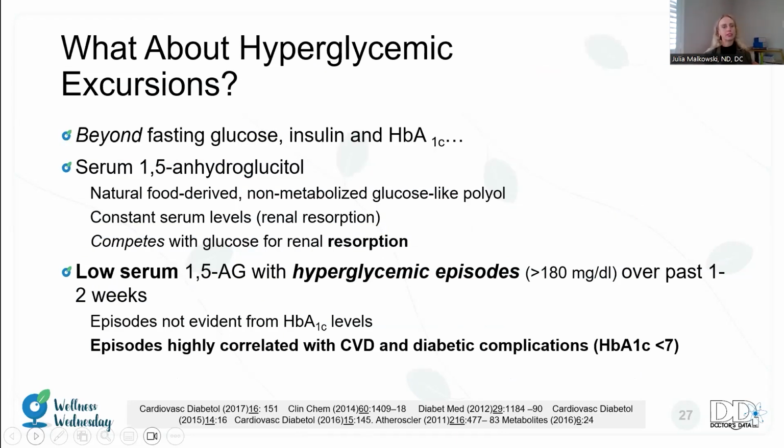Now, what about hyperglycemic excursions? We know that glucose control is very important for individuals, and we want to move beyond that fasting glucose, insulin, and hemoglobin A1C. Enter serum 1,5 anhydroglucitol, also known as GlycoMark. GlycoMark tells us about hyperglycemic episodes over the past 2 weeks. If your individual has an episode of postprandial hyperglycemia, then that GlycoMark will decrease during that episode of postprandial hyperglycemia.